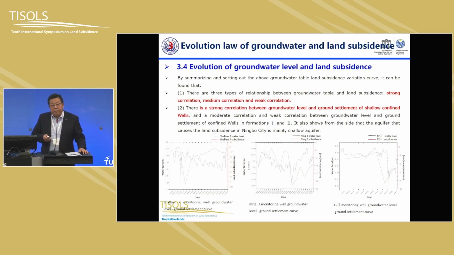And after this, we draw the land subsidence and the groundwater drawdown in one figure. We can see that the land subsidence lags behind the groundwater drawdown. So we also know that if we have observed the groundwater drawdown, and if we control the groundwater level, then the land subsidence may be controlled.